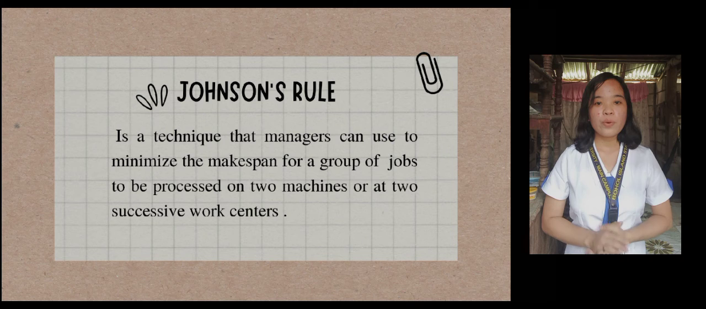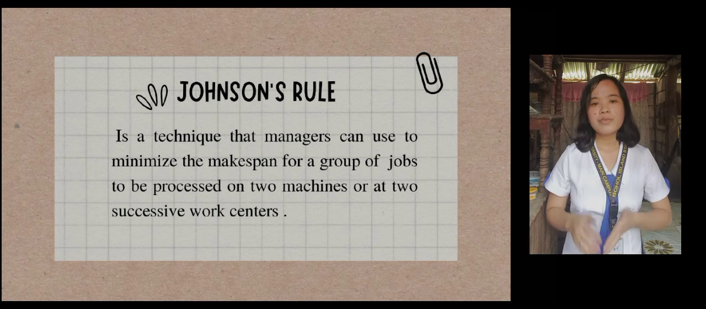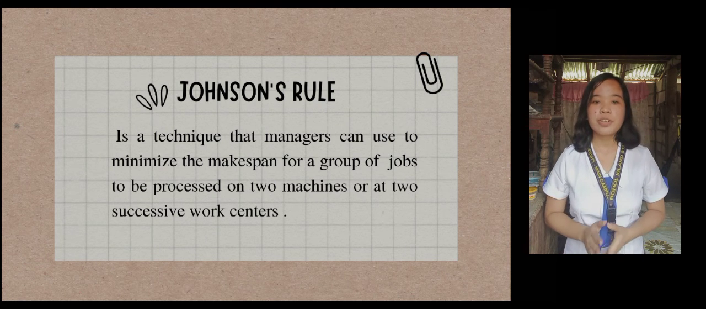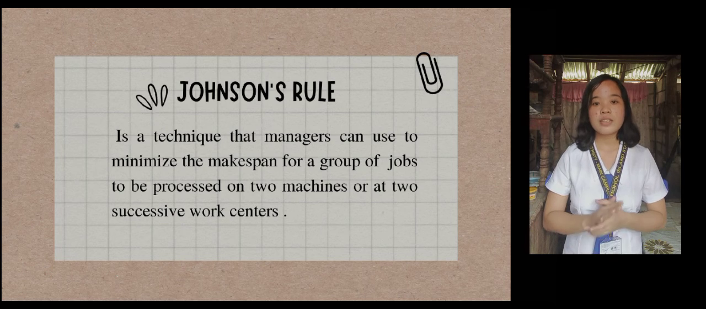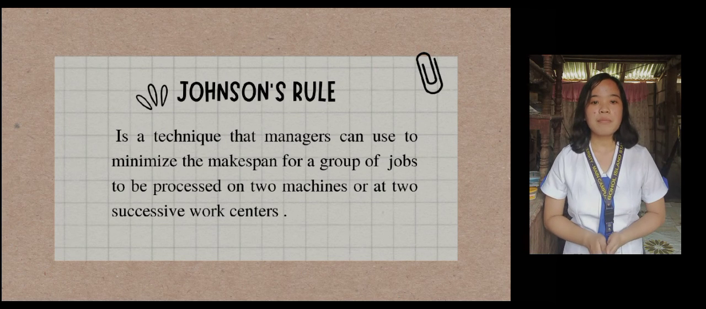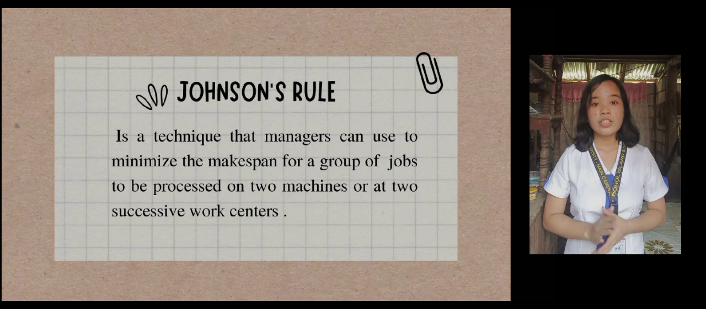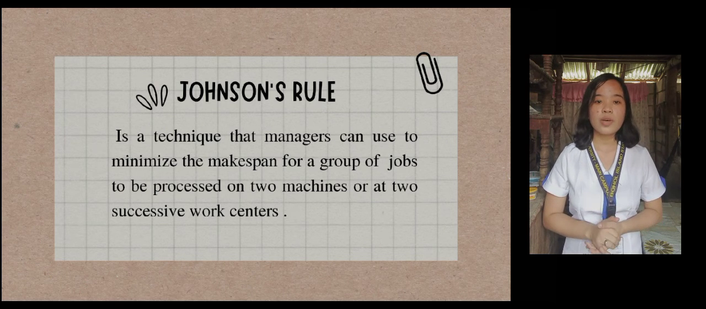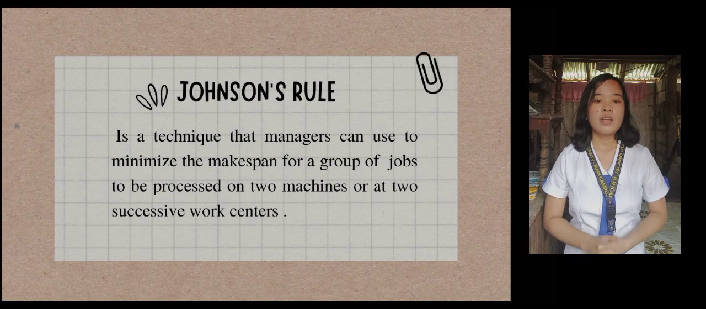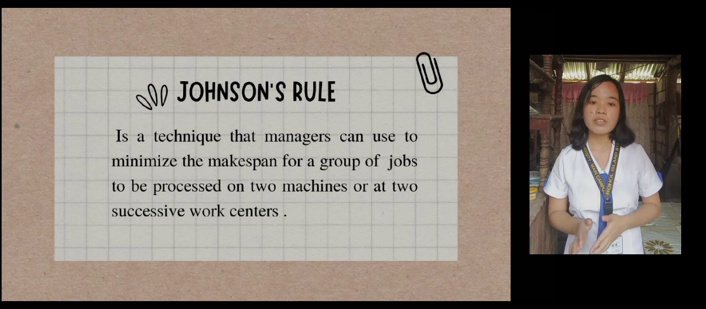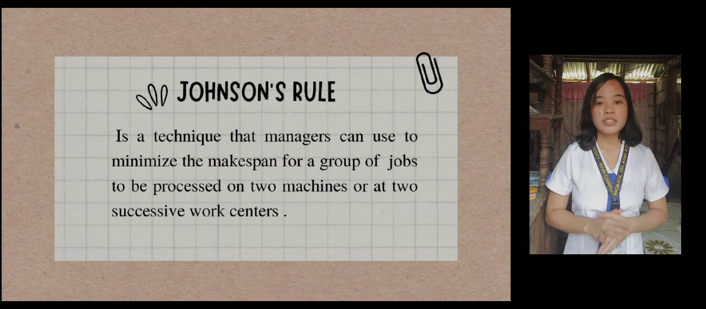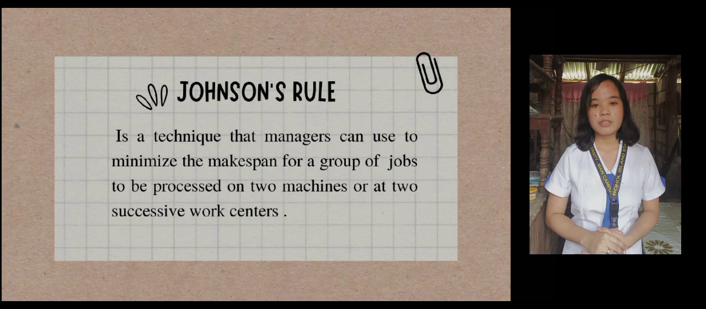For example, when you do laundry, clothes go through the washer before the dryer. Different kinds of clothing need different wash cycles and different drying times, but the sequence is the same. To shorten the time it takes to do your laundry, you can use Johnson's rule, a scheduling technique for developing a sequence when jobs are processed through two successive operations. The operations can be at machine centers, departments, or different geographical locations.